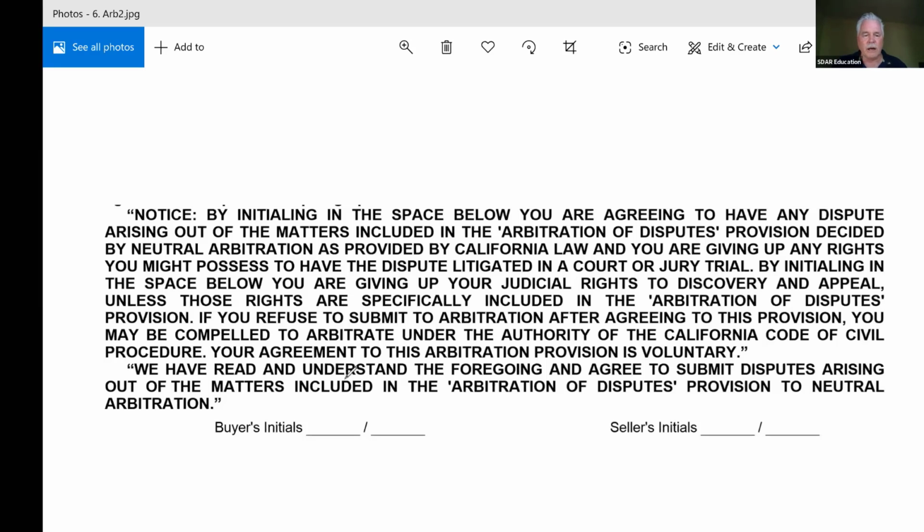Okay, everybody good? We've read and understand the foregoing, agree to submit disputes arising out of the matters included in the arbitration disputes provision to neutral arbitration. 10-point bold font. So the law says that if it's going to be in the same size font as the rest of the contract, it has to be in red. But since we assume that your document is not going to print in red, because we still have people wet signing things on paper, we just said, okay, the law says if not in red, then in 10-point bold font, and that's why we do it in 10-point bold font. So, a little trivia information there in case you wanted to know what that meant.